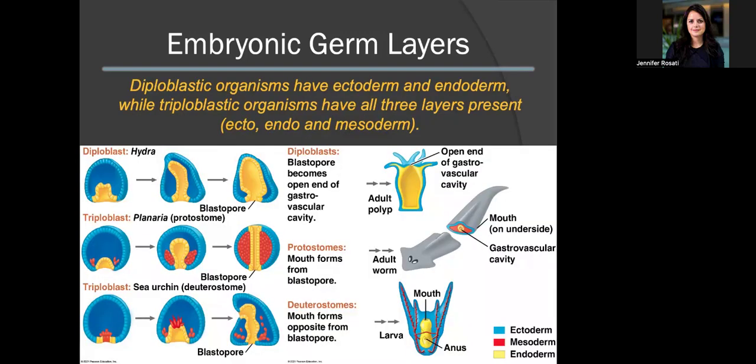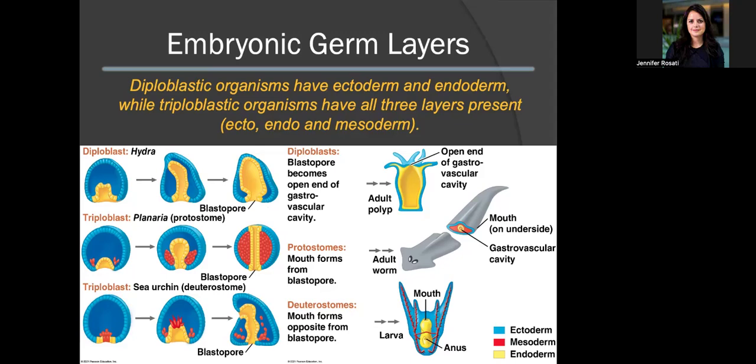In general, diploblastic organisms have ectoderm and endoderm present, while triploblastic organisms have all 3 layers: ecto, endo, and mesoderm. Note the difference between the different types of diploblasts, such as the hydra, as well as the triploblasts in this diagram, the planaria, as well as the sea urchin. Note the presence of the 2 or 3 germ layers.